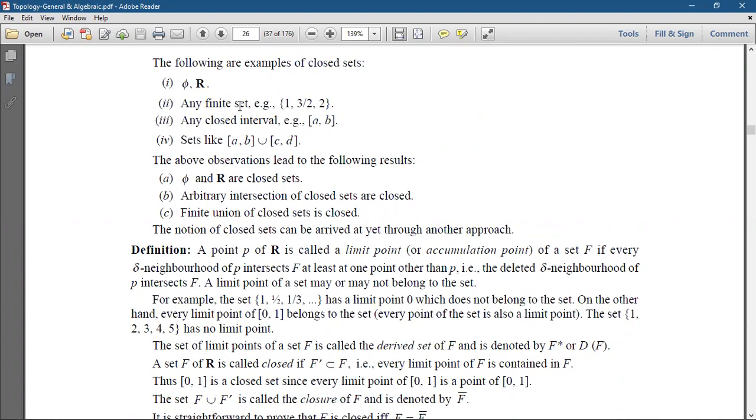Any finite set, for example 1, 3 by 2, 2, is closed. Any closed interval is closed. A union of closed intervals is also closed. The above observations lead to the following results: phi and R are closed sets. Arbitrary intersection of closed sets is closed, and finite union of closed sets is closed.